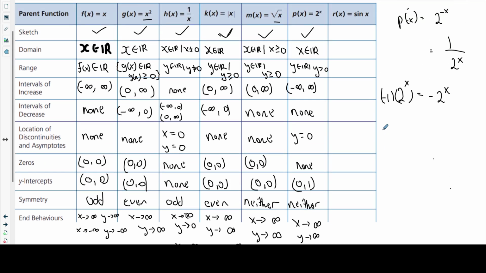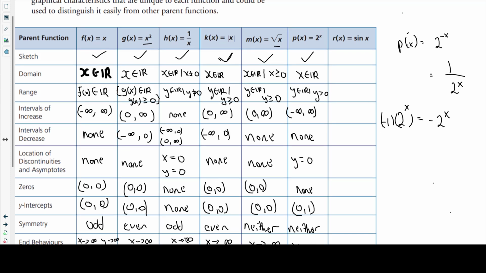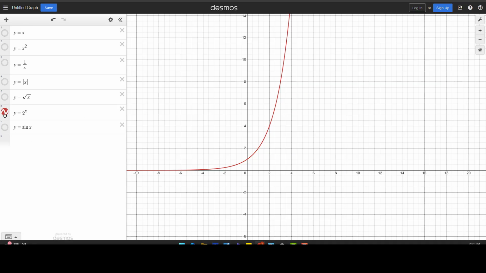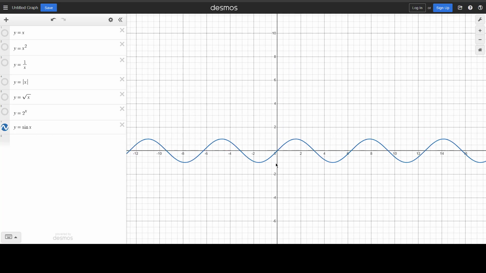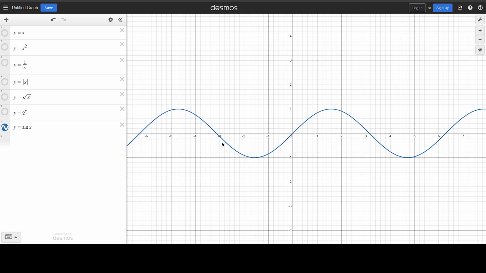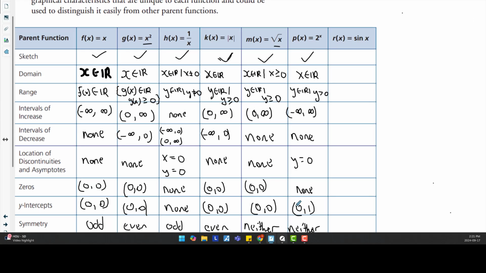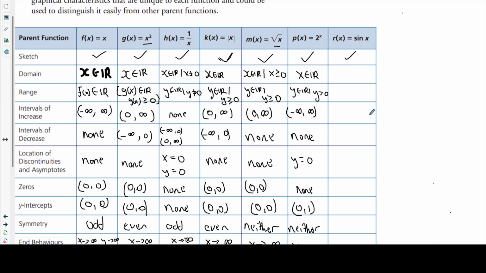All right, and now our final parent function, sine x. So this is what sine x looks like, if you guys remember. And usually for the x-axis, we use degrees in grade 11, but now in grade 12, you will be learning something called radians later on. But let's sketch it. Domain.